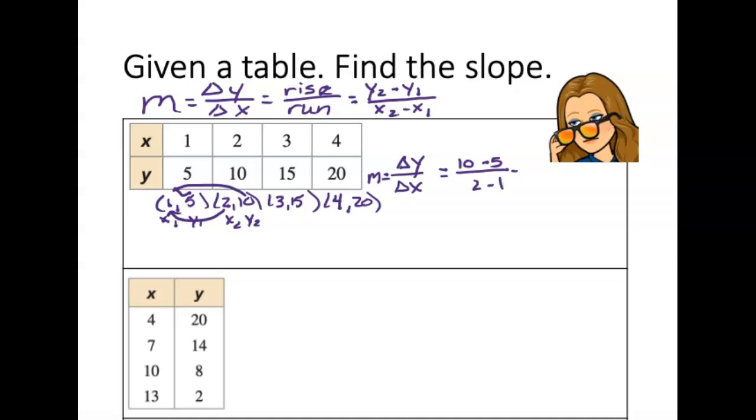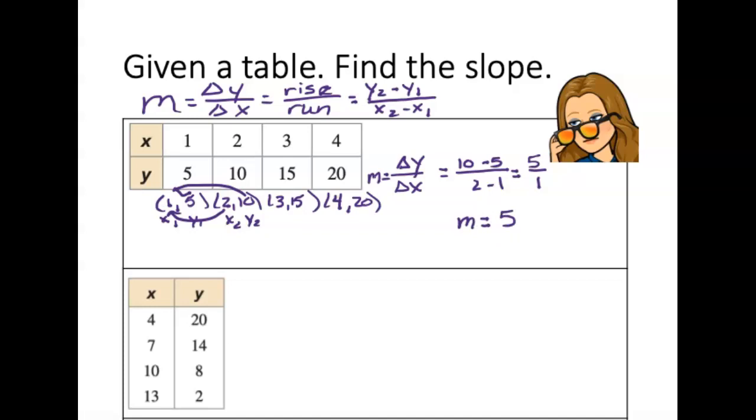10 minus 5, that would be 5. 2 minus 1 would be 1. And remember, we always write our slope in simplest form. And 5 over 1, well, 5 divided by 1 is 5. So our slope here is actually an integer, so we'd say that the slope equals 5.